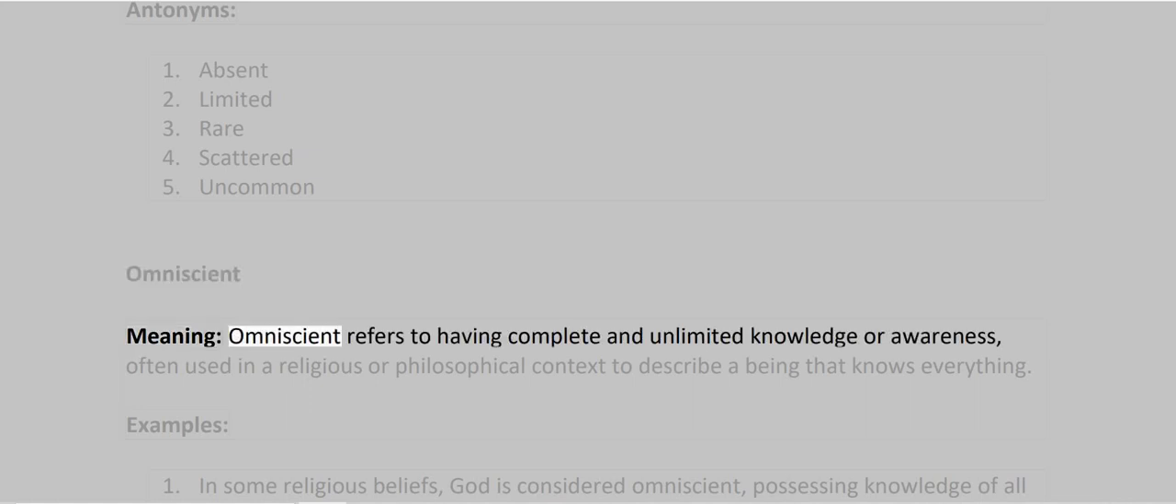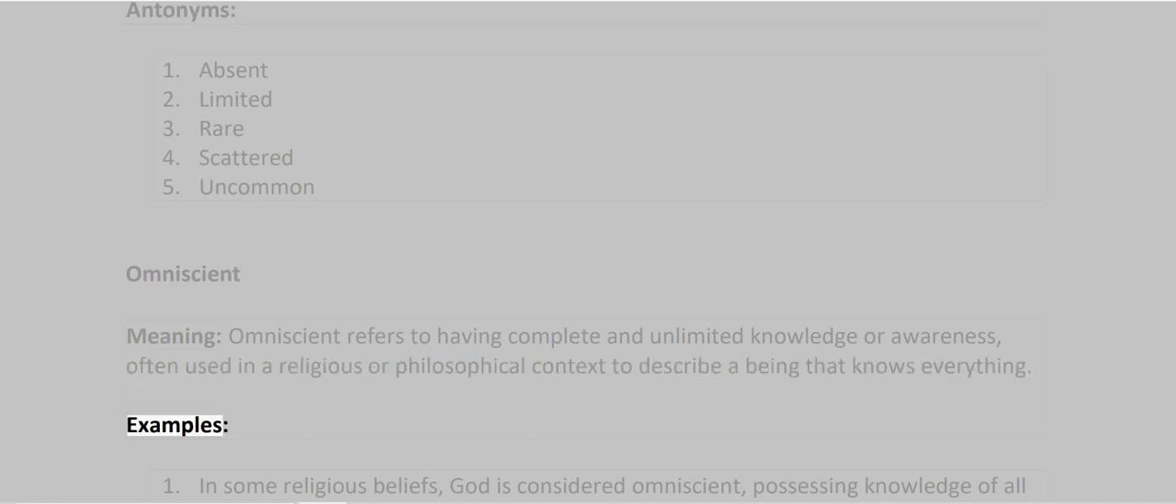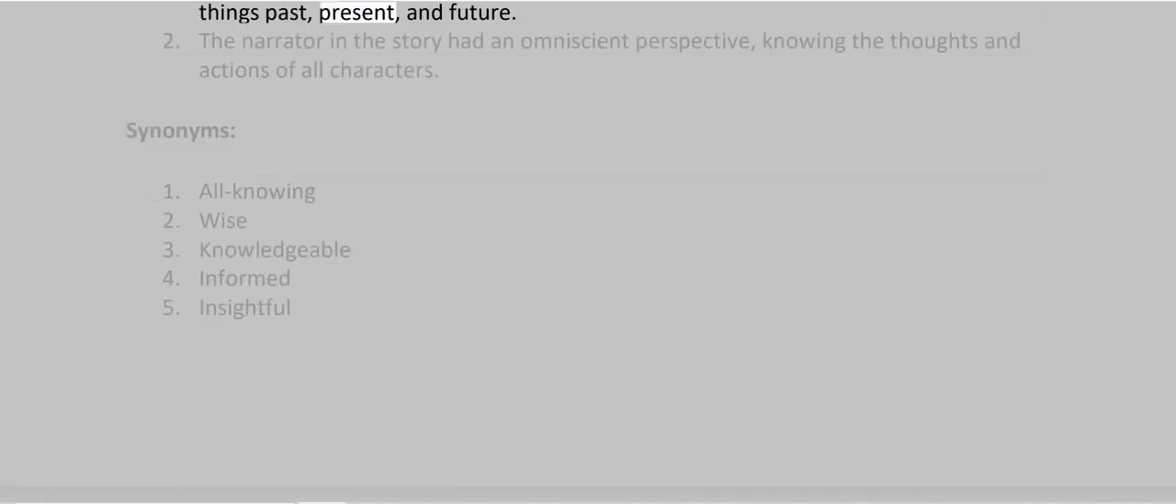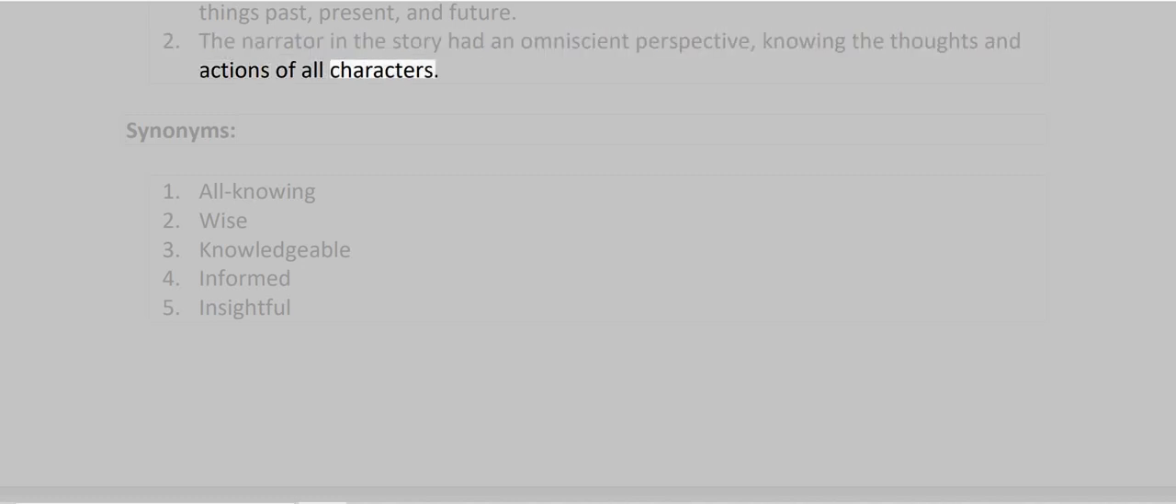Omniscient. Meaning, omniscient refers to having complete and unlimited knowledge or awareness, often used in a religious or philosophical context to describe a being that knows everything. Examples. 1. In some religious beliefs, God is considered omniscient, possessing knowledge of all things past, present, and future. 2. The narrator in the story had an omniscient perspective, knowing the thoughts and actions of all characters.